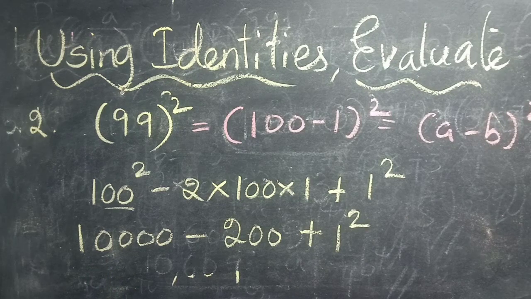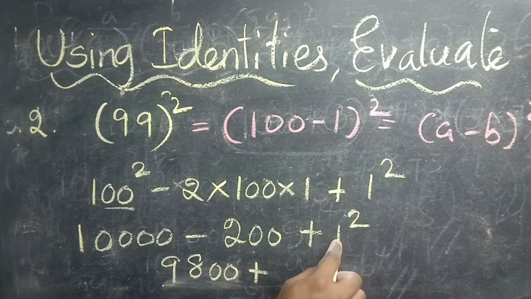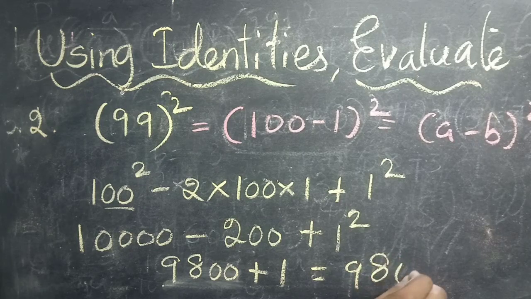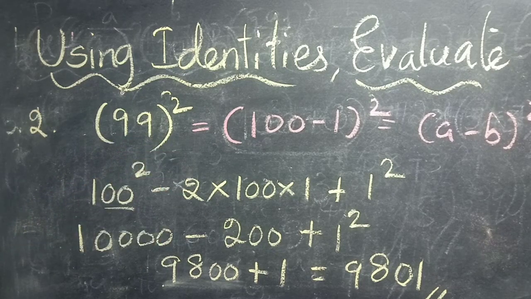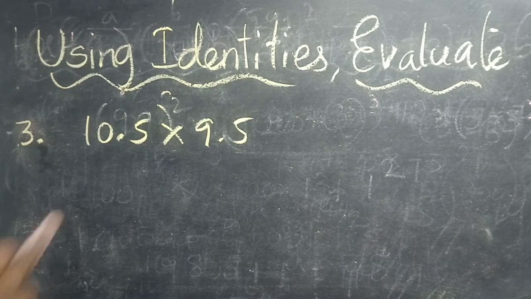Now 10,000 minus 200, what we get is 9,800. 9,800 plus 1 square is 1. What we get is 9,801. Therefore, 99 whole square is 9,801. Students, moving to next question.